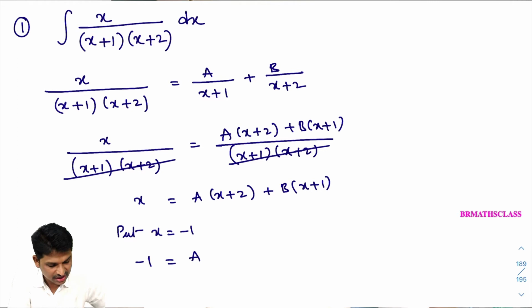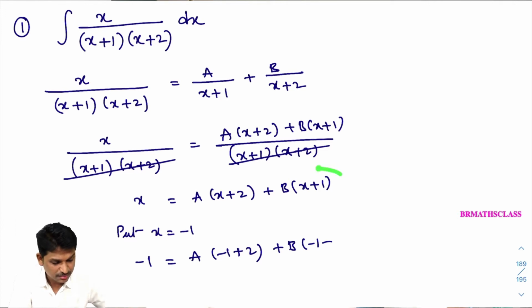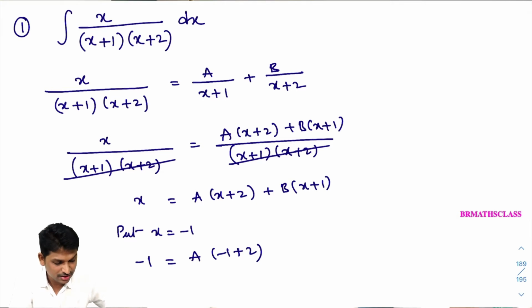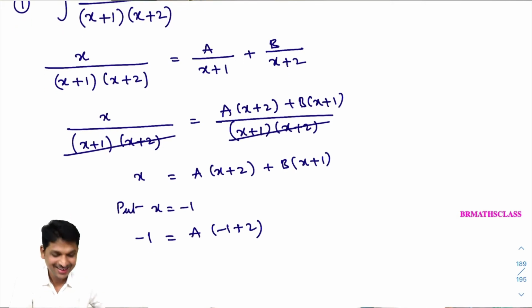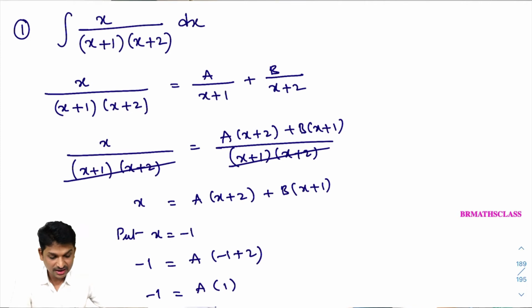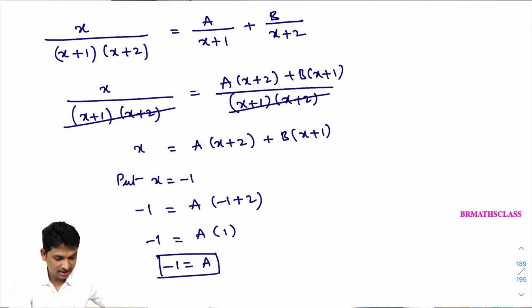Minus 1 equals a into (minus 1 plus 2) plus b into (minus 1 plus 1). No need to write this b term. Look here, minus 1 plus 1 is 0 now. Why write it again here? I don't write, you also don't write. Okay. Look here, minus 1 equals a into (minus 1 plus 2), which is 1. So what is a? The a value is minus 1. I got the a value as minus 1. Okay. Now I need to find the b value.